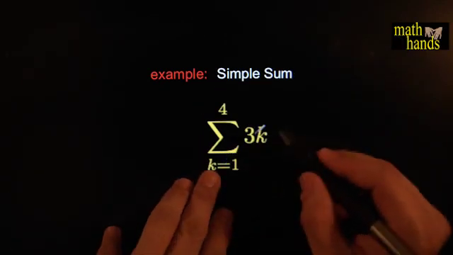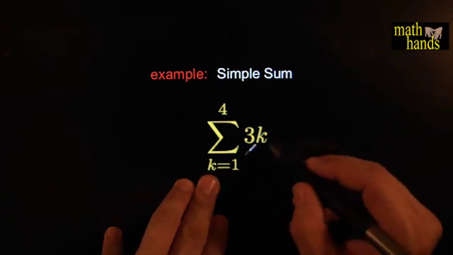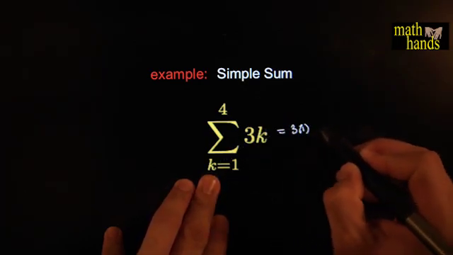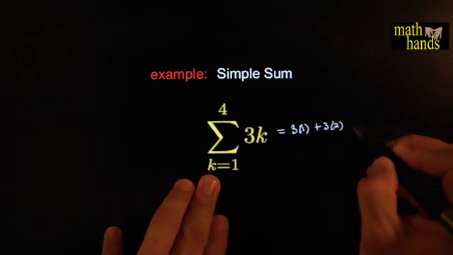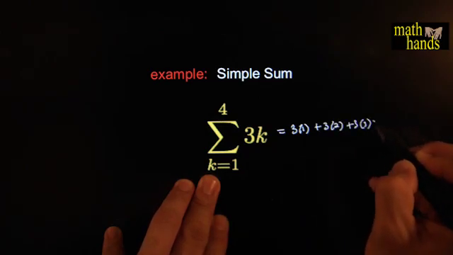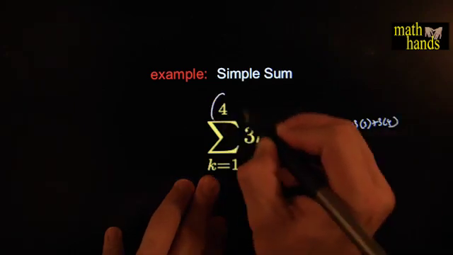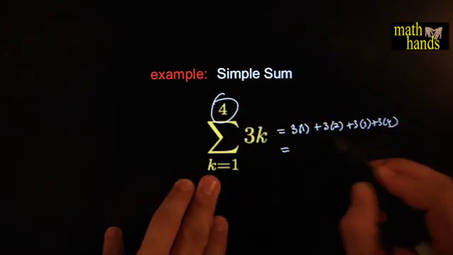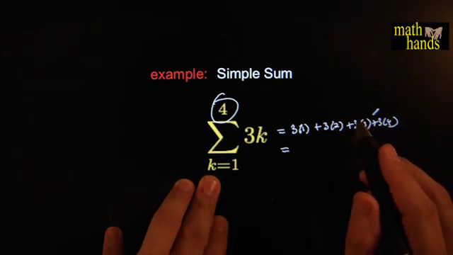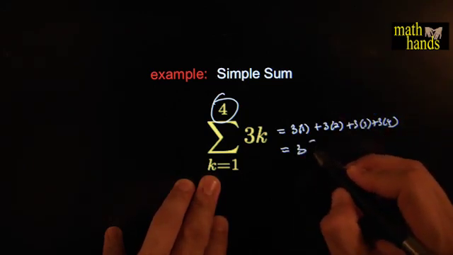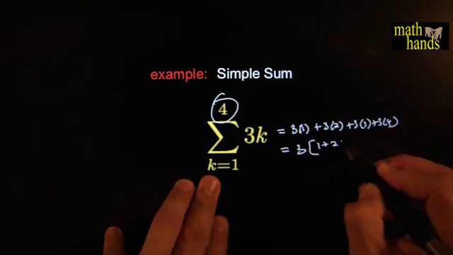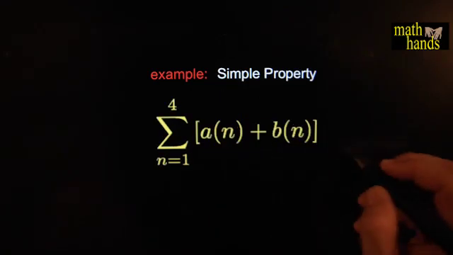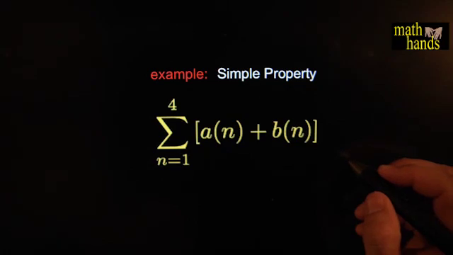Let's do this one. Oh, see here that I made the indexes match. So the k is the one that's changing. So this would be 3 times 1 plus 3 times 2 plus 3 times 3 plus 3 times 4, and the 4 up here tells me stop when you get to 4. So obediently I stop there. And that would be 3 times 1 plus 2 plus 3 plus 4, whatever that is. Who cares? Okay? This lecture is going to go by quick.